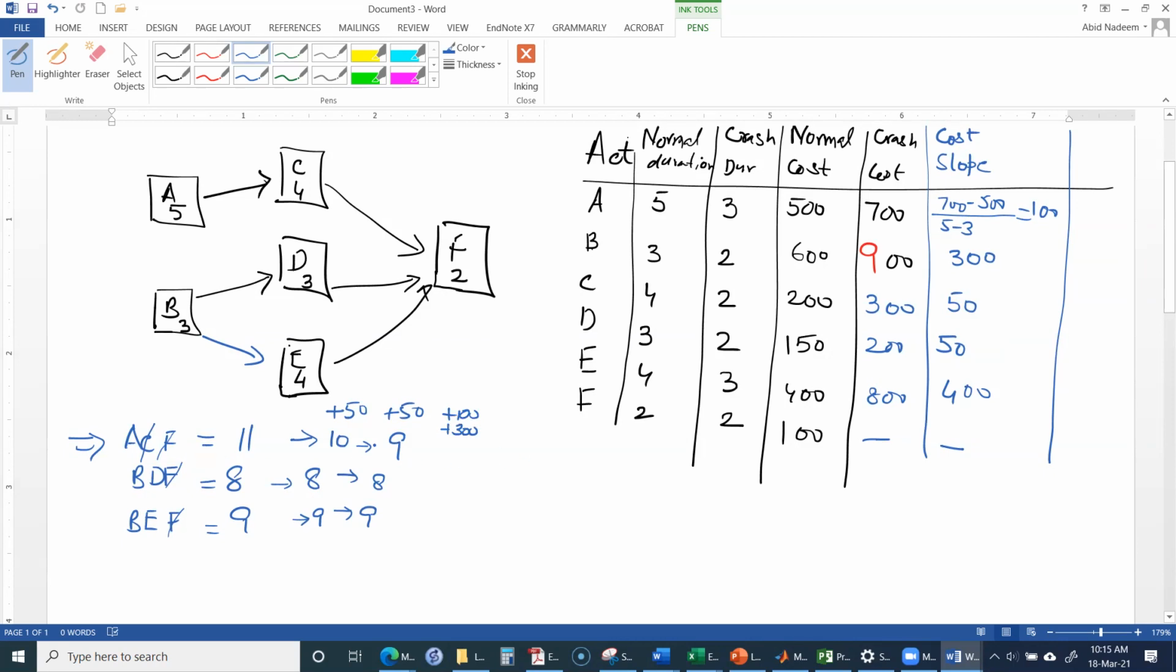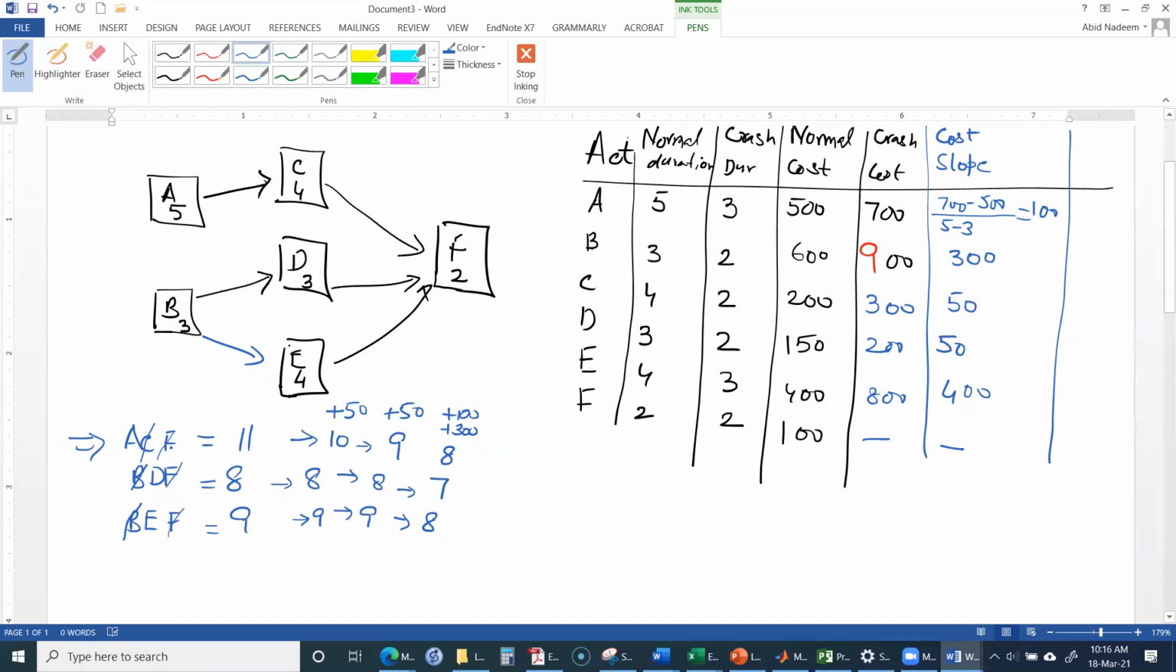Okay, so A was reduced by 1 day, so it becomes 8 days, and the other path also becomes 8 days. A has reduced from 5 to 4 days, and B has been fully crashed, because from 3 to 2 it is now fully crashed. So we will not consider B further. And of course, there was B over here too, so this will become 7. B has been fully crashed over here.